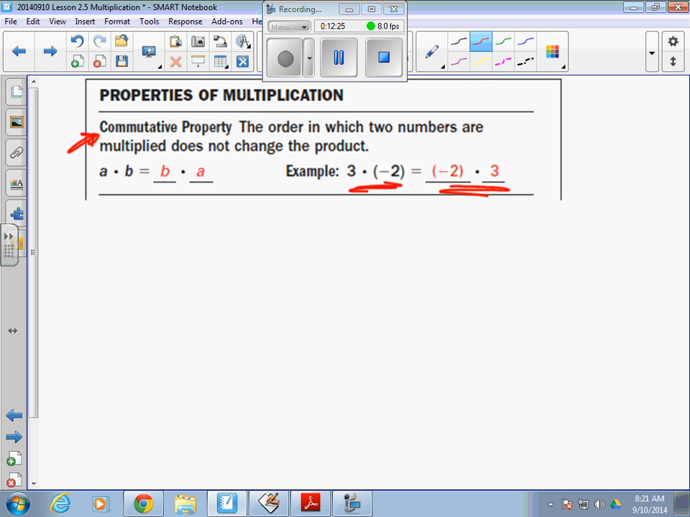Commutative property of addition was the same thing. 1 plus 2 was the same thing as 1 plus 3. I'm sorry. 1 plus 2 is the same thing as 2 plus 1.